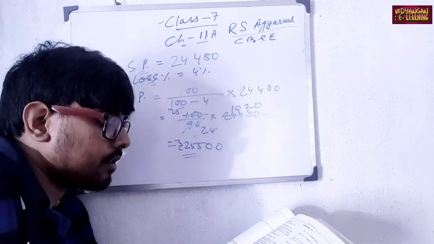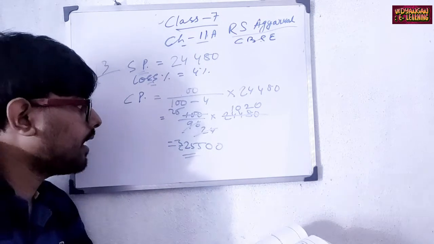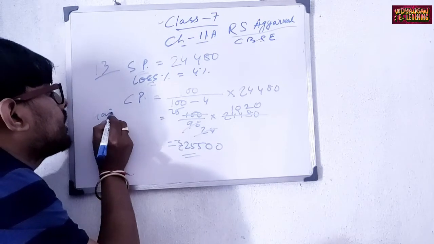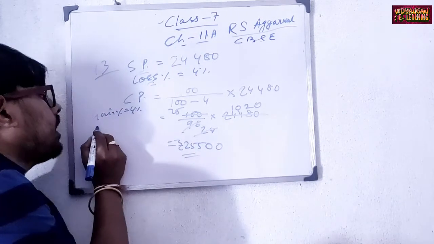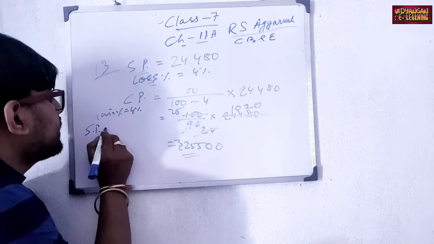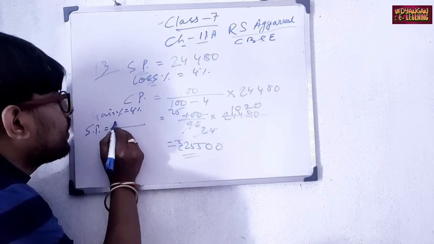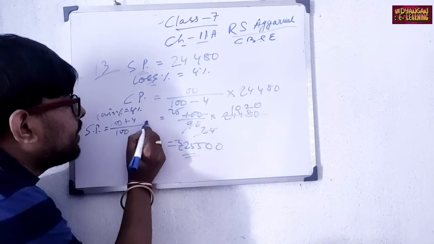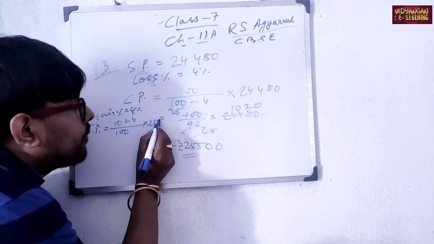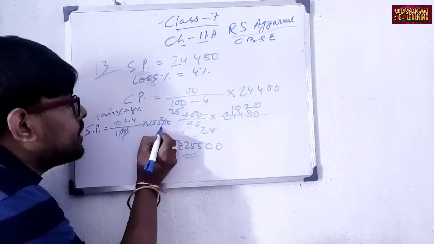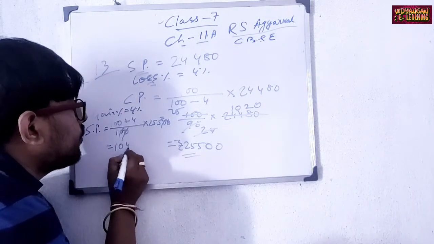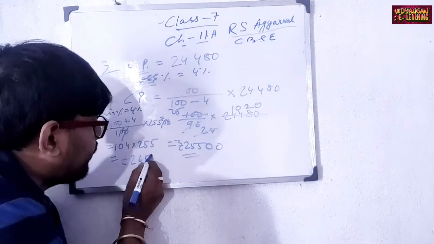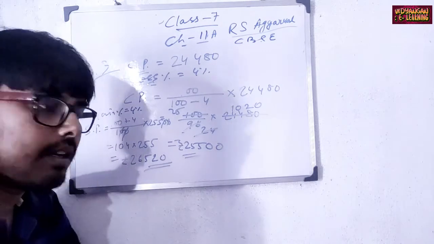Now the seller wants to gain 4% and we have the cost price. Gain percent is equal to 4%. Now selling price is equal to 100 plus 4 by 100, multiplied by 25,500. Cancelling 2 zeros, we get 104 into 255. So the selling price is 26,520, and we get the answer.